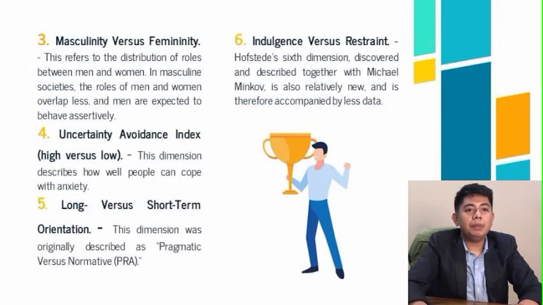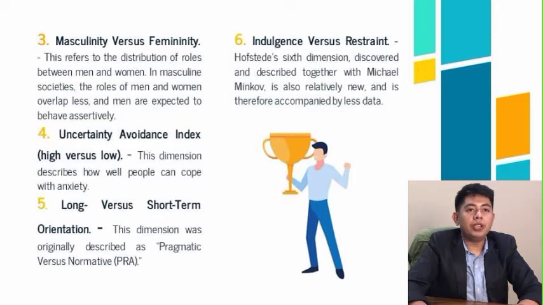Number 3 is masculinity versus femininity. This refers to the distribution of roles between men and women. In masculine societies, the roles of men and women overlap less, and men are expected to behave assertively. Number 4 is the uncertainty avoidance index, or high versus low. This dimension describes how well people can cope with anxiety.